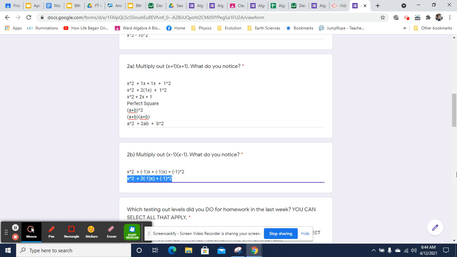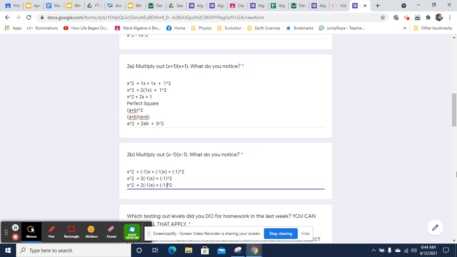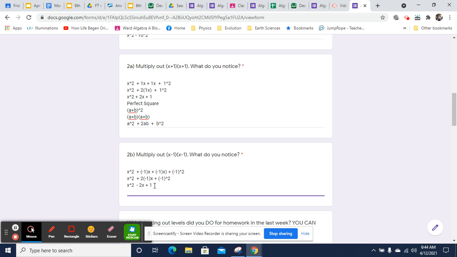And then that simplifies out to a negative 2x. Negative 1 squared is just 1, so that's going to be plus 1. And so now instead of a squared plus 2ab plus b squared, I've got an a squared minus 2ab plus b squared. So this is also a perfect square.